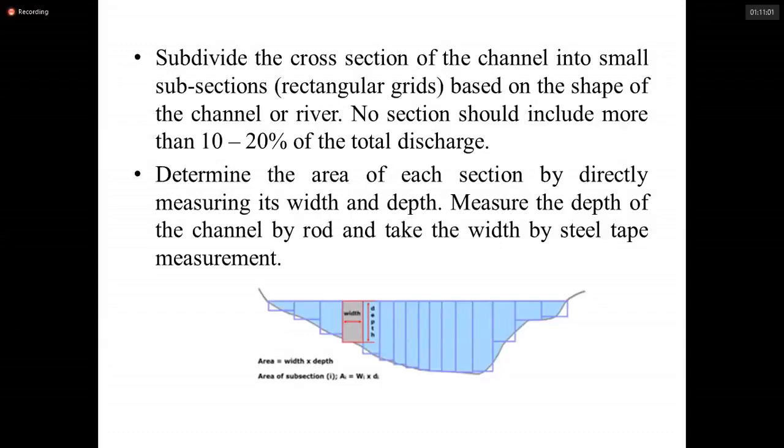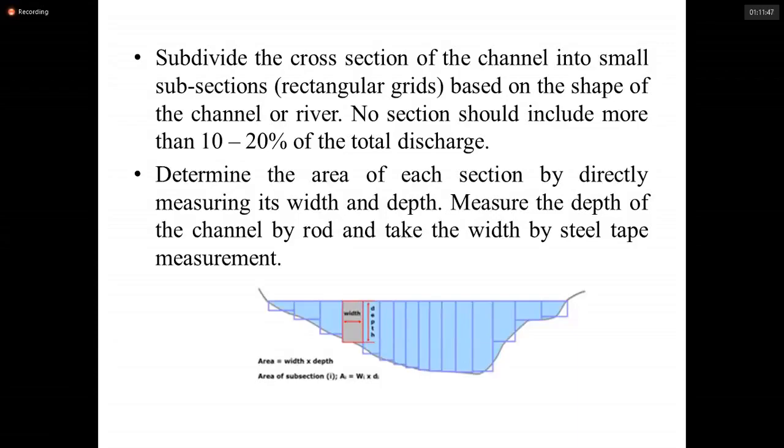Then subdivide the cross section of the channel into small subsections, rectangular grids, based on the shape of the channel or river. So why are we going to subdivide this section? Because velocity changes from the middle to the side section. So we can't get one velocity value. That's why we have to subdivide the cross section. No section should include more than 10 to 20% of the total discharge.